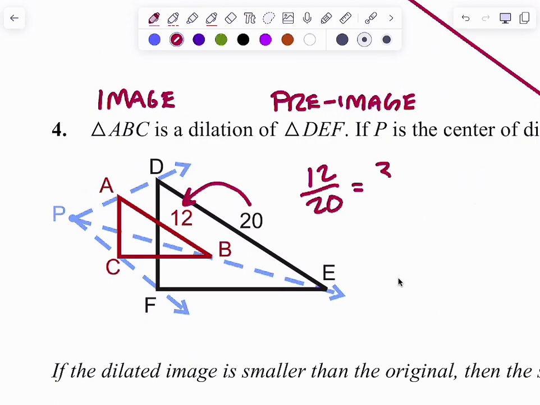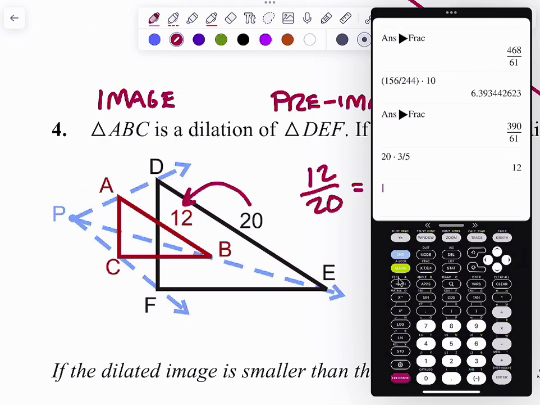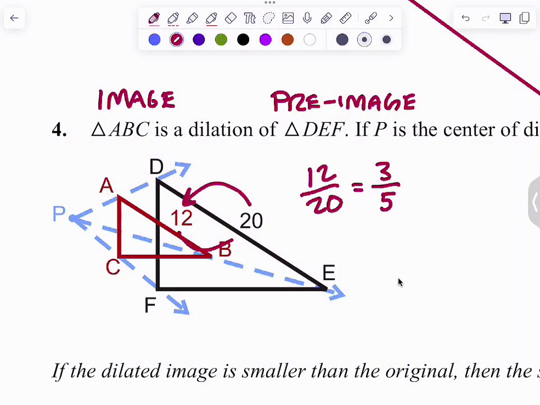So I'm going to simplify this fraction. These are both divisible by 4, so I get 3/5. So watch. 20 times 3/5, and the calculator has to say 12. It says 12. If I was going this way, which I'm not, it would be 5/3. This is the answer, 3/5.